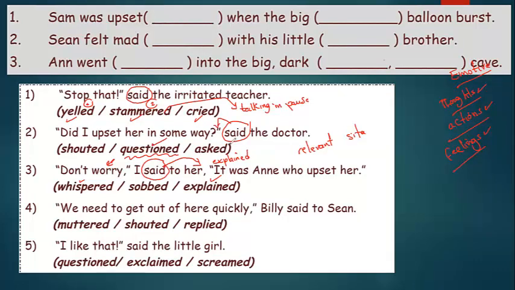Number 4. Which one, Iyad? Okay, 4. "You need to get out of here quickly," Billy said to Sean. I think it's going to be shouted. Okay, if he's angry, somebody shouts. Yes, shouts shows if he is angry or even worried.